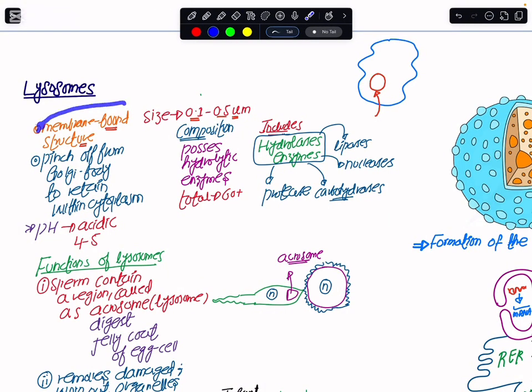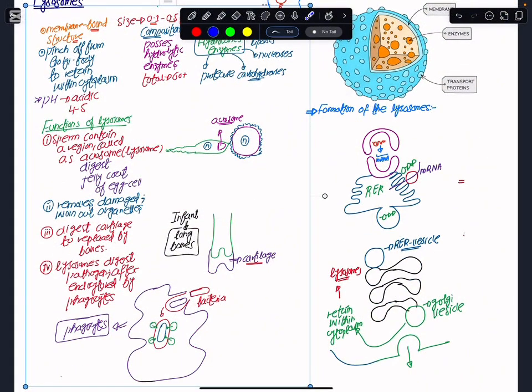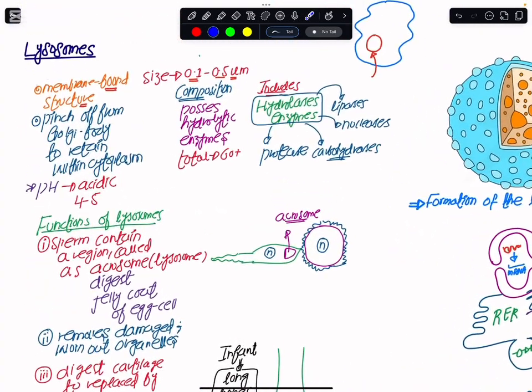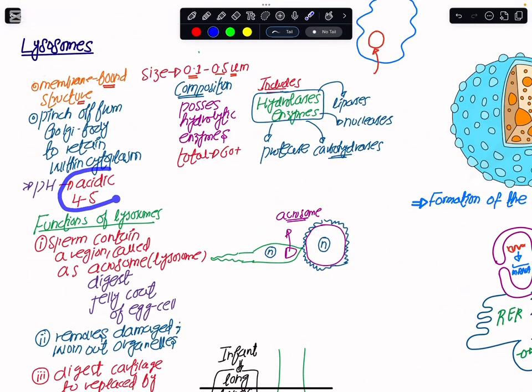That is why they are membrane-bound structures, and the size of these lysosomes is 0.1 to 0.5 micrometers, so they are not very big structures within our cells. As for how the lysosomes are formed, they pinch off from the Golgi bodies and afterward are retained within the cell cytoplasm. As far as the pH of the lysosome is concerned, you must know that it is 4 to 5. Overall, the cytoplasmic pH is near neutral, but since the lysosome has these hydrolytic enzymes in it, its pH is lower, between 4 and 5.